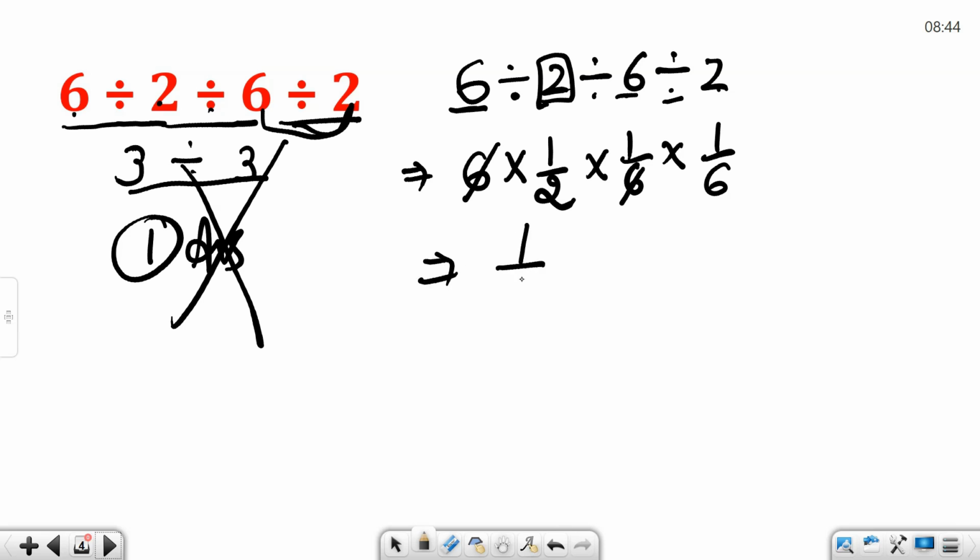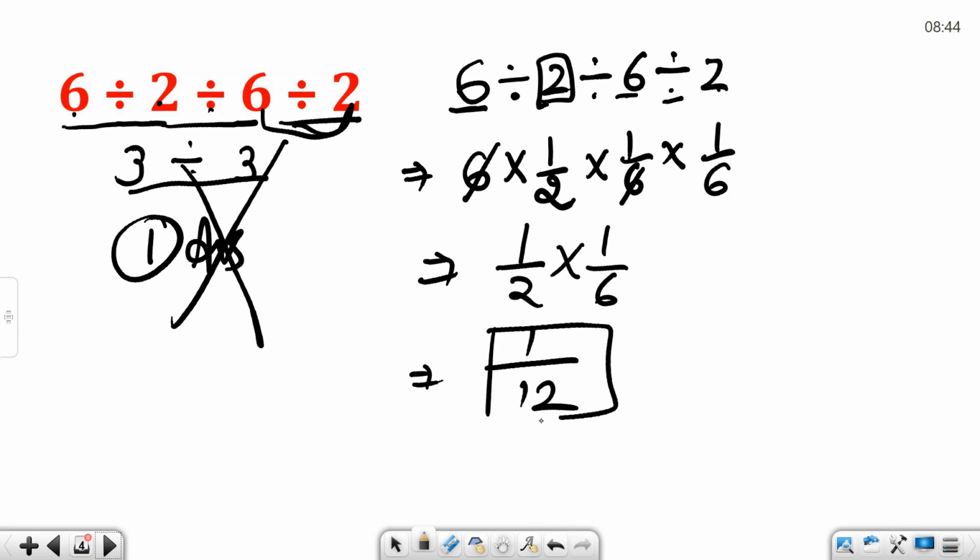The 6 in the numerator cancels out with the 6 in the denominator, so it's 1 over 2 times 1 over 2, which is 1 over 4. This is our final answer.